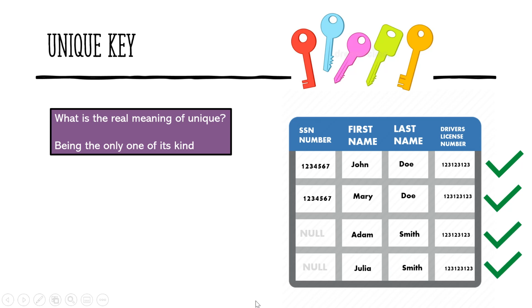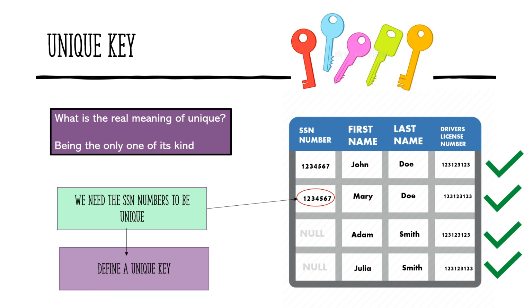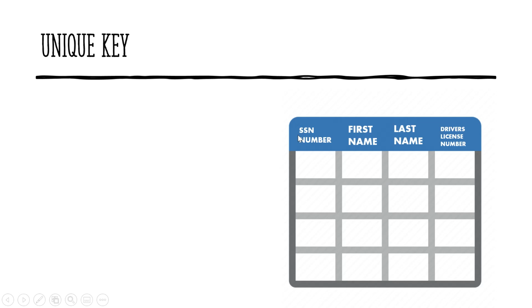So the problem here is we know that different people have different SSN numbers, and we do not want to have the same SSN number in our table. So we need SSN numbers to be unique, right? So what do we do? We define a unique key. When we define a unique key on the SSN number, let's see what happens.